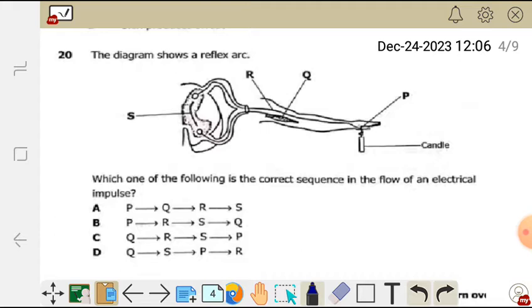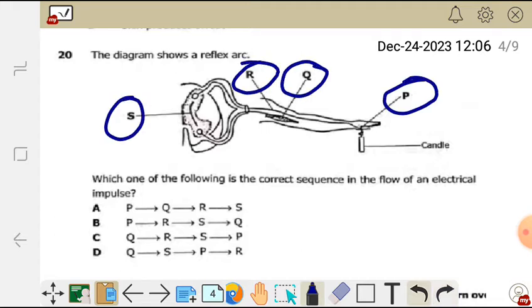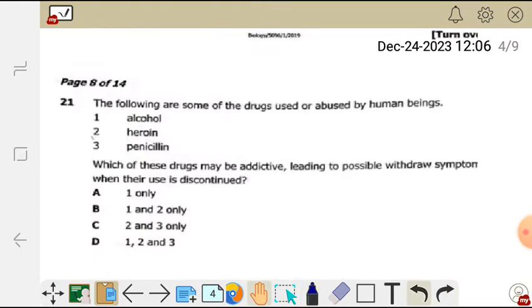So the sequence is P, R, AC, then Q, which is a muscle. So P, R, AC, and Q, which is B. So the correct answer here is B for question 20. We move on to question 21.